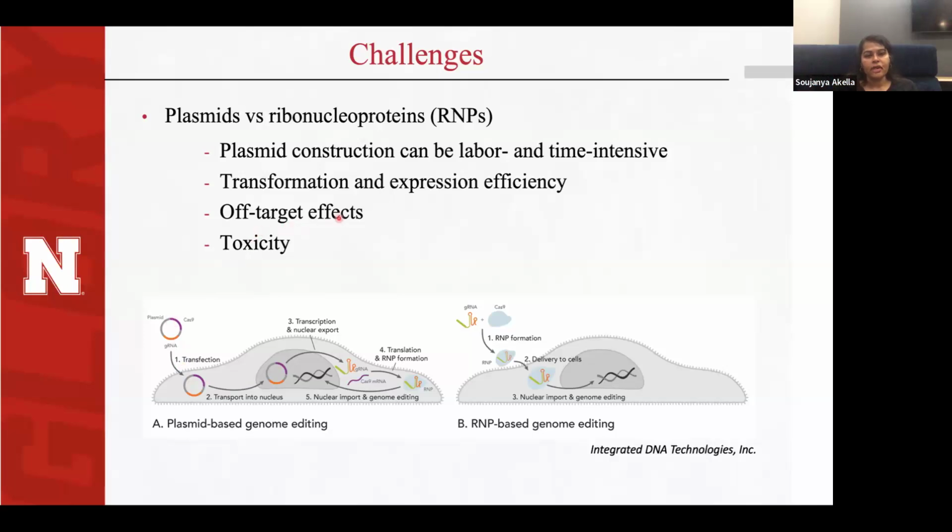Another thing is off-target effects. So when you have the plasmid in your cell, it's called maintaining cells with that plasmid, you keep your cells on the antibiotic to make sure that they continue to keep this plasmid.